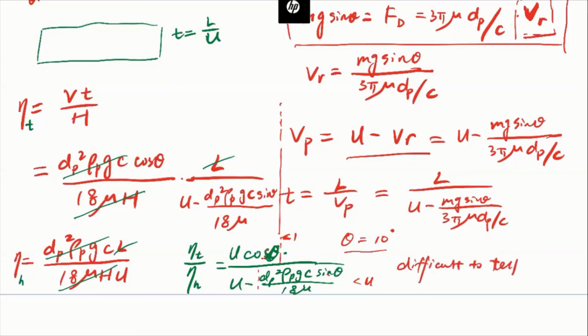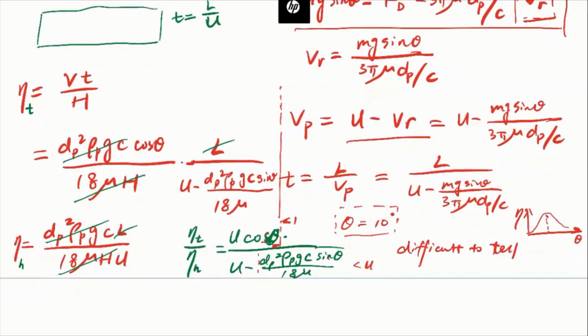Okay, so actually if you use your Excel or use the computer to plot out what is the efficiency of a tilted duct, you can find out that it's going to have a maximum angle. It's going to have an optimized angle where you're going to have the highest efficiency. So it really depends on the theta here for an actual tilted duct.